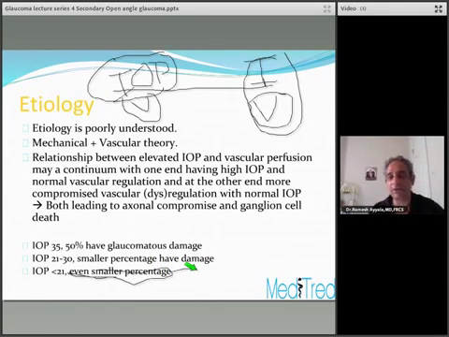And how do you know this? Like I mentioned in the previous slide, you ask these patients carefully about signs and symptoms of vascular dysregulation, such as cold hands, cold feet, migraine with visual aura, etc. It's very common in this patient population.